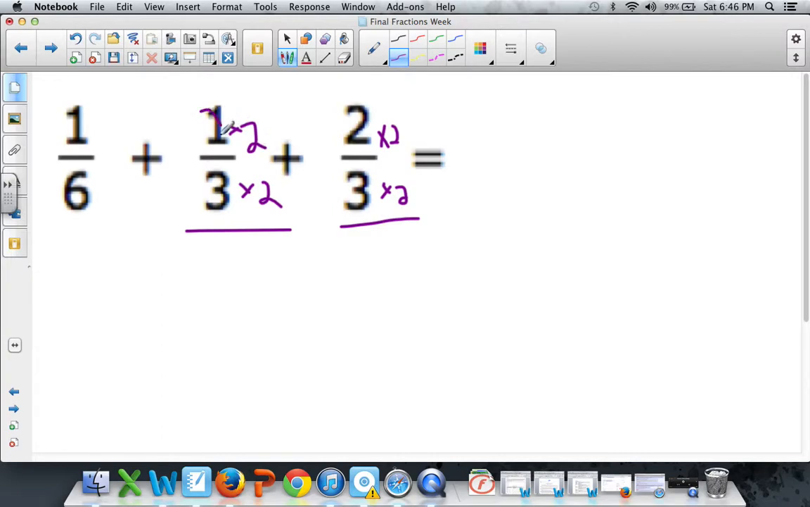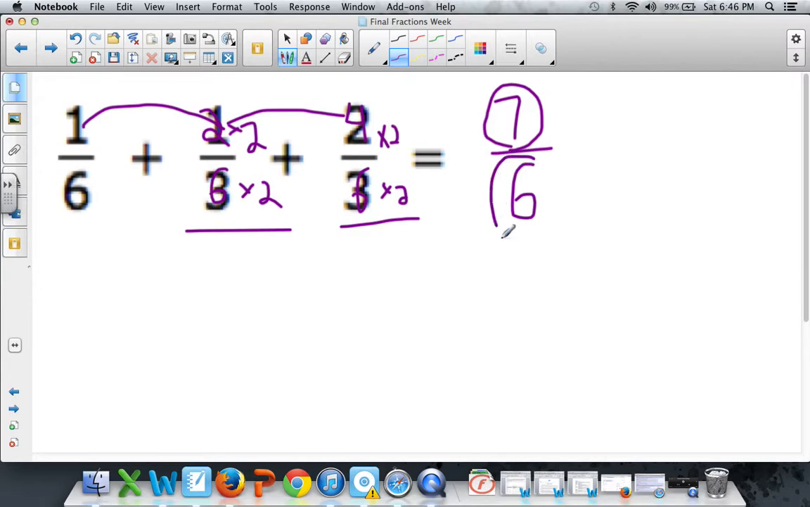1 times 2 is 2. 3 times 2 is 6. 2 times 2 is 4. 3 times 2 is 6. Now they all have the same denominator, and we can just add it all up. 1 plus 2 is 3, plus 4 is 7. That gives us 7/6. We don't like it when the top, the numerator, is bigger than the bottom, the denominator. Ask yourself, how many times can 6 fit into 7? It can fit in there 1 time.